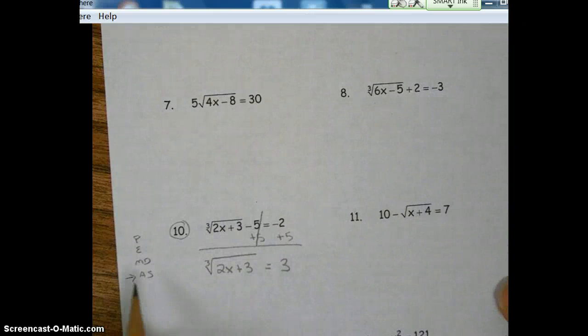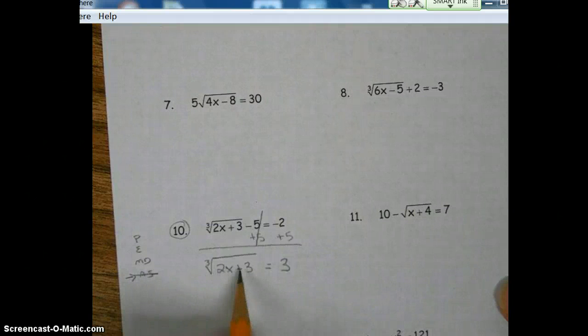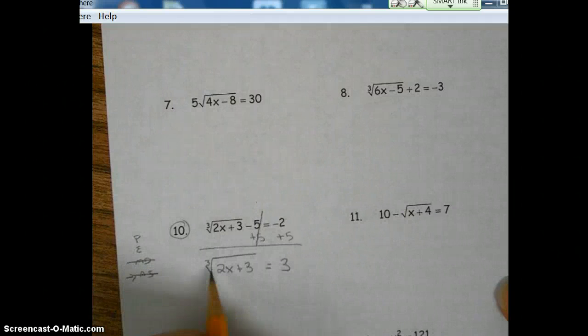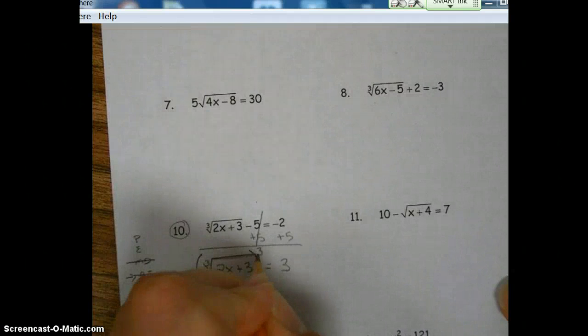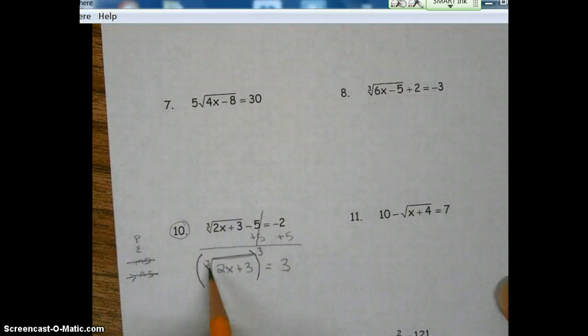Okay, next thing we undo is multiply, divide. There's no multiplying and dividing going on here. Next thing we do is exponent. Now this is an exponent because remember, a root, a radical, is the same as an exponent. So we want to undo this radical. Since it's the third root, we're going to undo the third root by going to the third power.